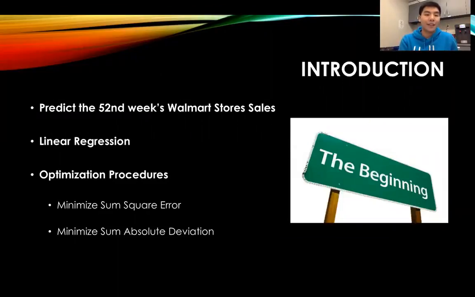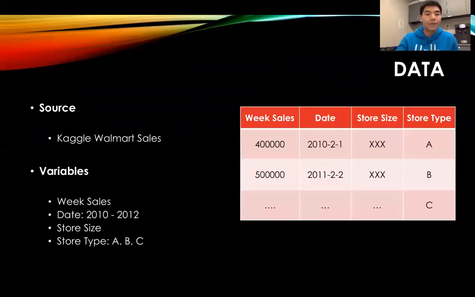So here is our introduction. The purpose of our study is to use optimization procedures to predict the 52nd week Walmart store sales. The model we are trying to use is linear regression with multiple variables, and the optimization procedures are minimizing the sum of squared errors and minimizing the sum of absolute deviations. We will talk more about this in more detail in the following slides.